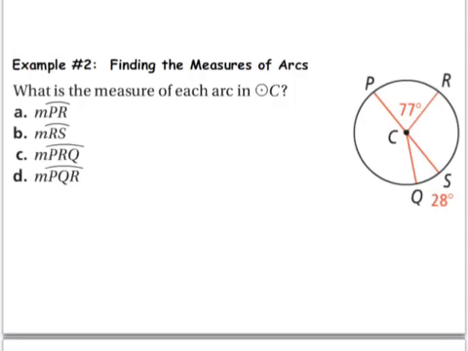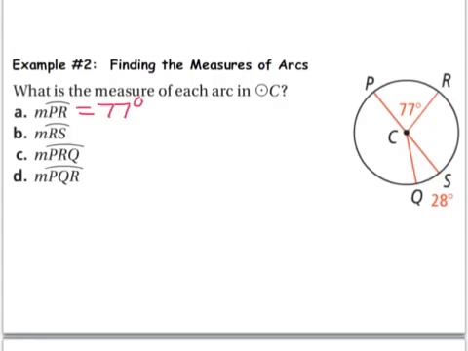Example 2, finding the measures of arcs. So what is the measure of each arc in circle C? Okay, part A, what is the measure of arc PR? PR is this minor arc right here. It's already been labeled for us. The measure is equal to 77 degrees.